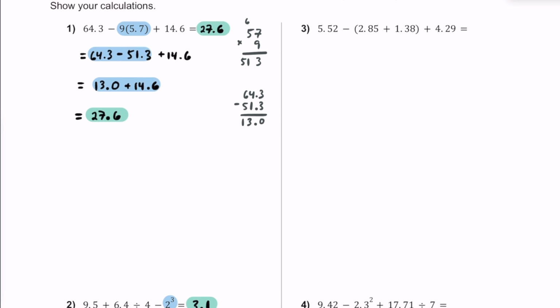Out of all the operations, I think the parentheses is going to have to go first. So let's go ahead and do that. I'm going to write equals 5.52 minus, and then let's go ahead and figure out what is this 2.85 plus 1.38. I recommend just kind of writing it out just because we have a lot of carrying to do. 5 plus 8 is going to be 13, carry the 1. 1 plus 8 is 9. 9 plus 3 is going to be 12, carry the 1. Bring the decimal straight down. 1 plus 2 plus 1 is going to be 4. So we're looking at 4.23 here.